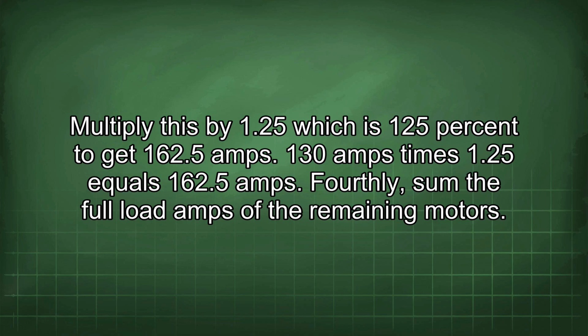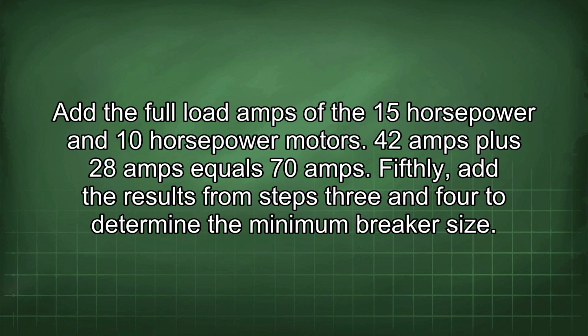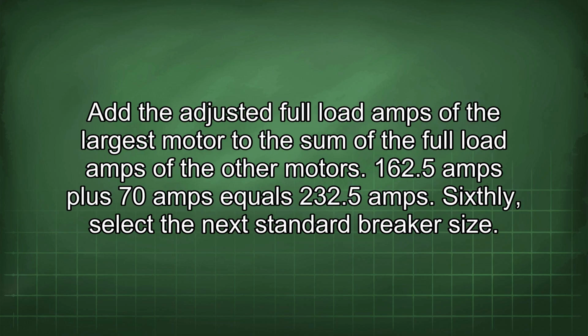Fourthly, sum the full load amps of the remaining motors. Add the full load amps of the 15 horsepower and 10 horsepower motors. 42 amps plus 28 amps equals 70 amps. Fifthly, add the results from steps 3 and 4 to determine the minimum breaker size. Add the adjusted full load amps of the largest motor to the sum of the full load amps of the other motors. 162.5 amps plus 70 amps equals 232.5 amps.